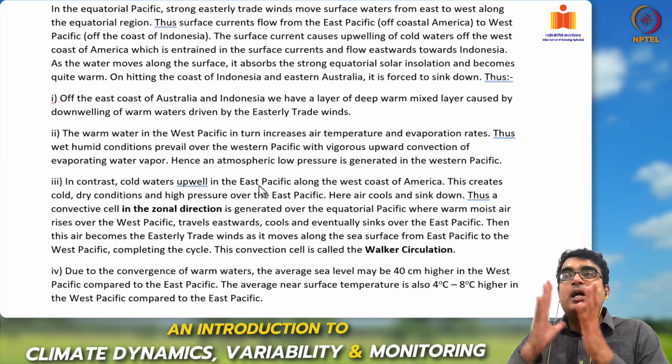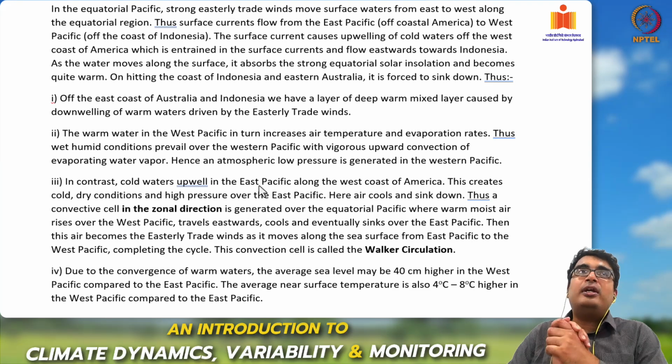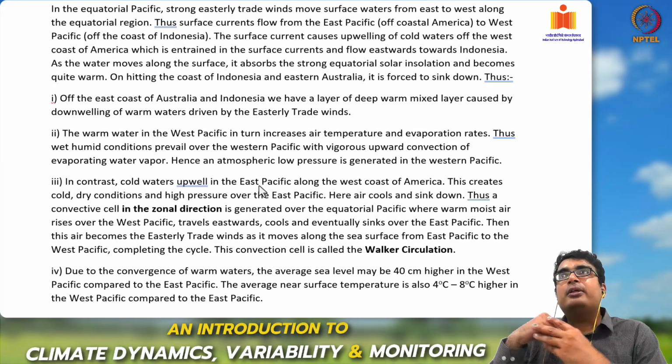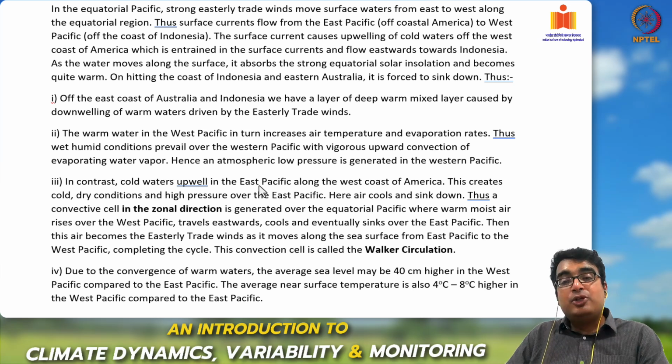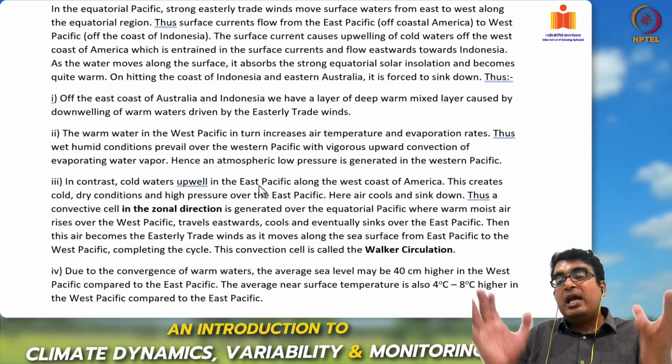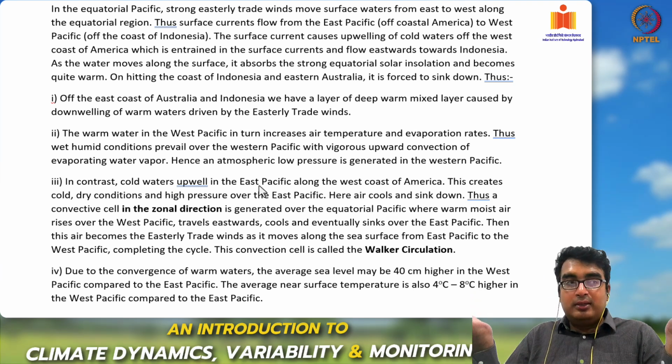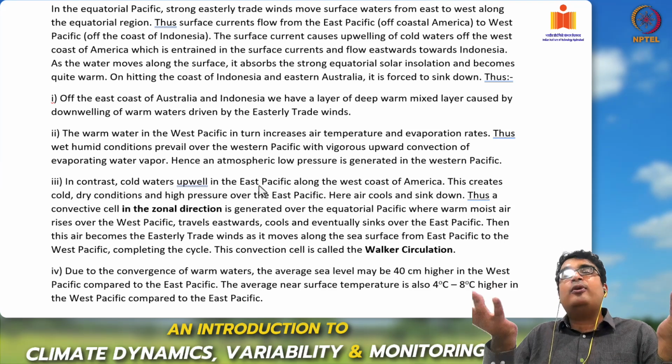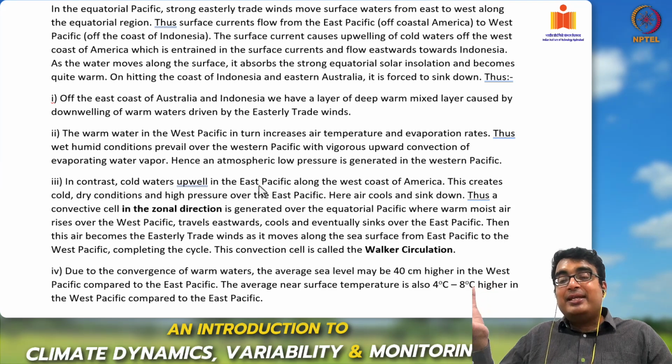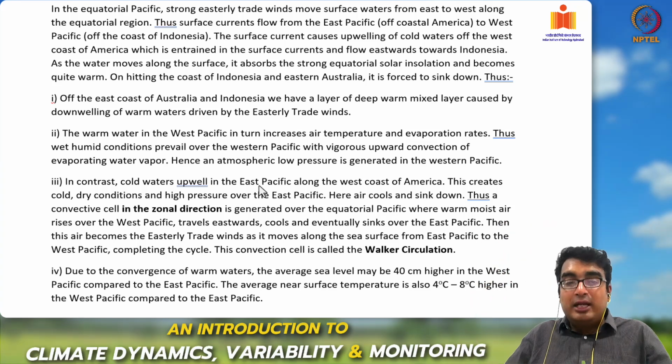This creates a convective cell in the zonal direction. So, this is very important. The Hadley cell, for example, is a convective cell in the meridional direction. Here we have a low pressure on the equator in the West Pacific, high pressure along the equator in the East Pacific, creating a convective cell in the zonal direction.